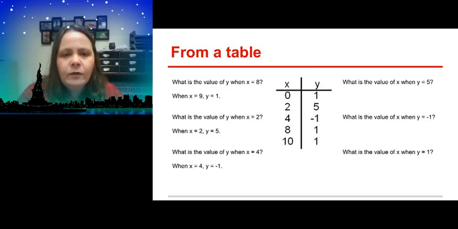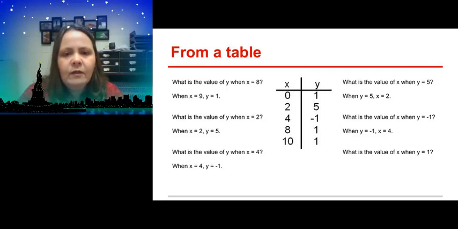Now we can go backwards from that also. So what is the value of x when y equals 5? Well, when y equals 5, you find 5 in the y column and look over to the x column straight across from it, and you'll see that when y equals 5, x equals 2. And what is the value of x when y equals negative 1? Find negative 1 in the y column and look straight across from it, and you see that x equals 4.